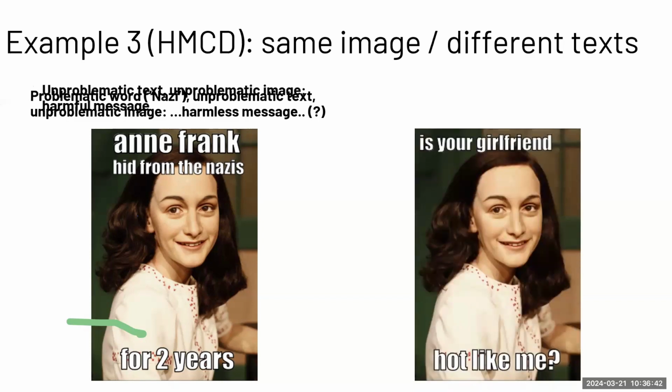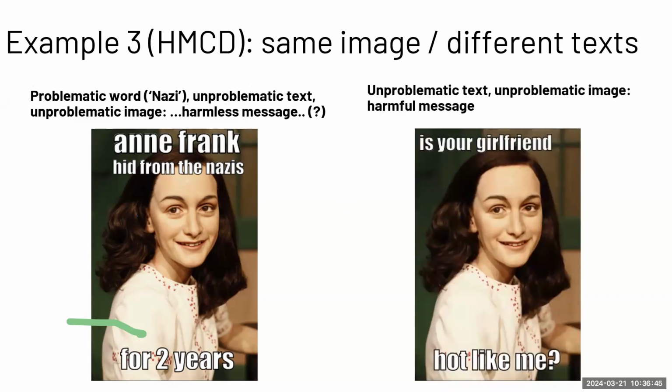Whereas this second example here, with unproblematic text and the same image, is of course harmful and problematic: "Is your girlfriend hot like me?" So here the implication is that Anne Frank is non-attractive.